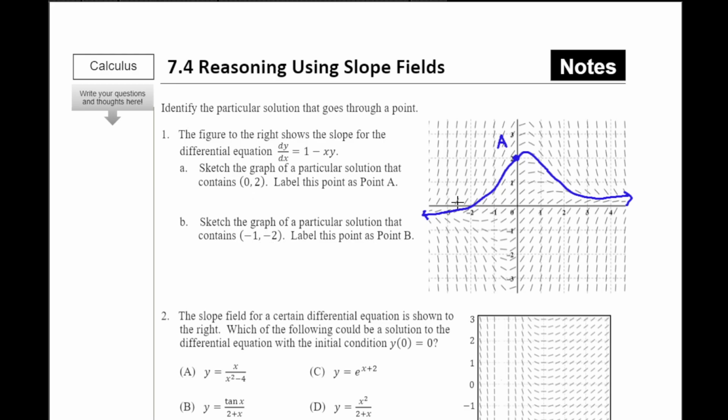Point B is (-1, -2). If you follow the path from the left, it approaches roughly the same thing right there. And then on the right, you just follow the path, follow the path. You see it approaches a flat line there as well, and that is point B. That's all you do with these problems. You just follow the path, plot the point, follow the path.